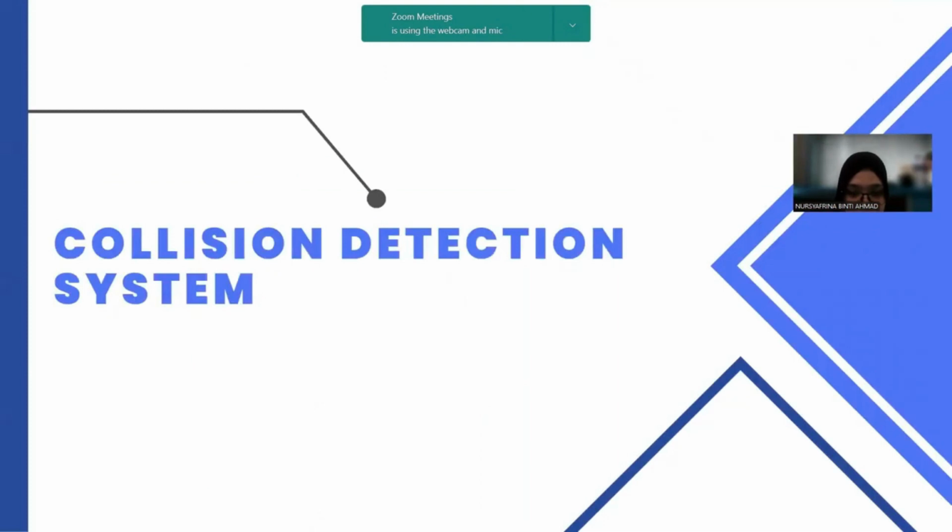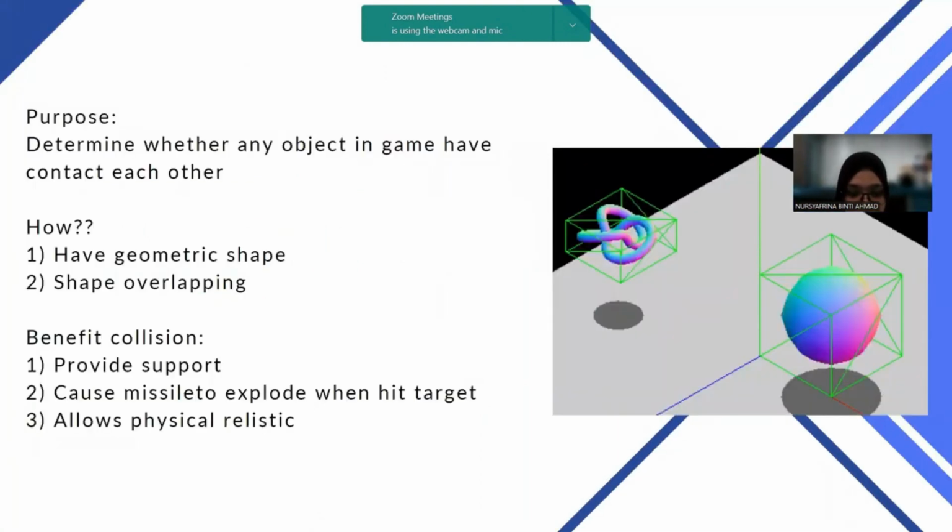Collision and detection system. So the purpose is to determine whether any objects would have contact with each other by looking at the geometric shape and also shape overlapping. So the first benefit is to provide support to the object to allow the object to be in an equilibrium state. Next is to cause them to explode easily when hit the target, for example, like allowing the player to boost the health. Next is rigid body dynamics, which will mimic physically realistic behavior such as bouncing and also rolling.